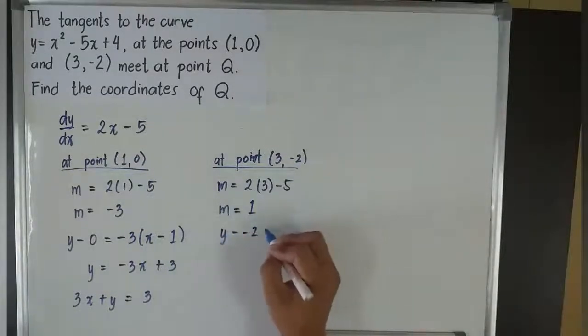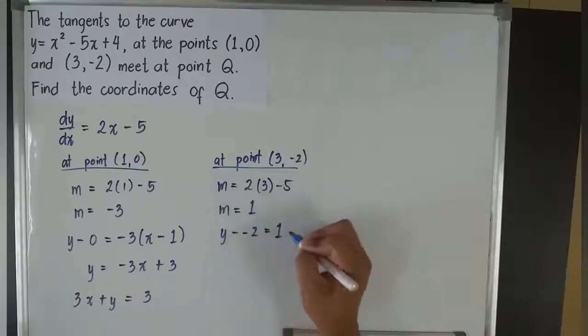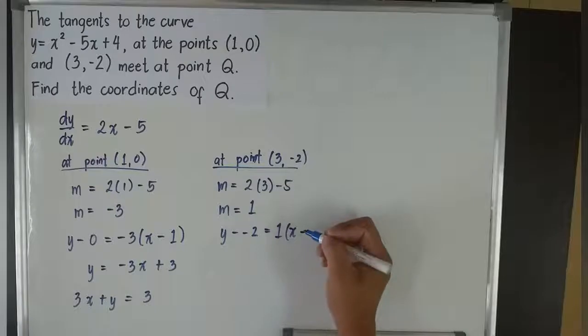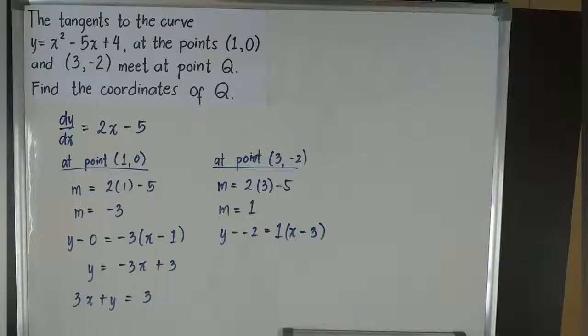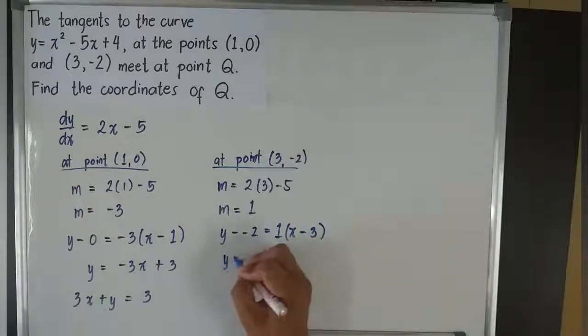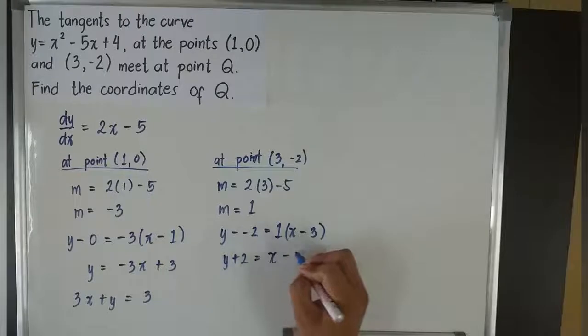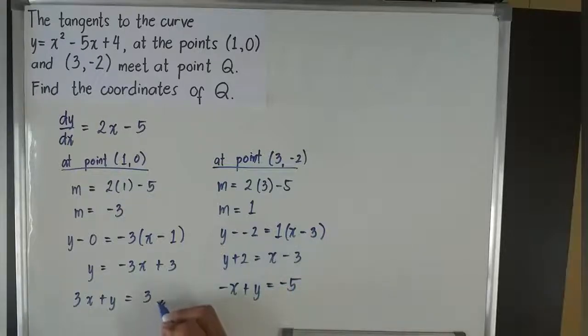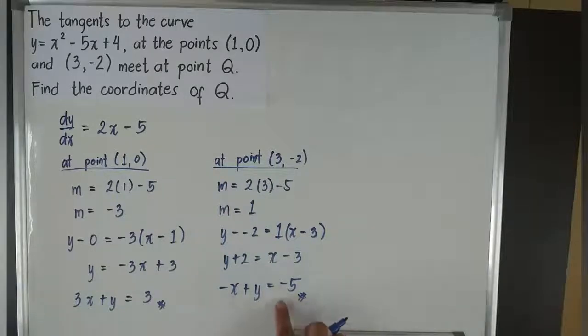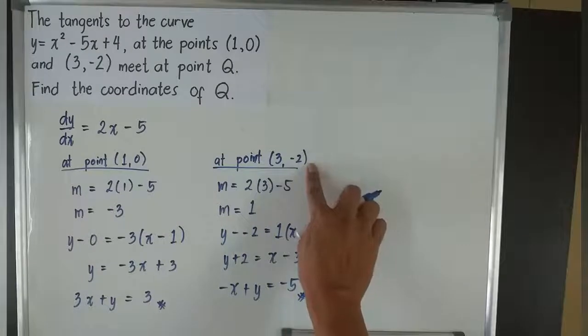Thus, y minus y1, which is negative 2, equals m, which is 1, times x minus 3, which is x1 there. Thus, it will become y plus 2 equals x minus 3. Therefore, this will become -x plus y equals -5. These are the two equations. I have 3x plus y equals 3 as the equation of the tangent at point (1, 0), and -x plus y equals -5 as the equation of the tangent at point (3, -2).